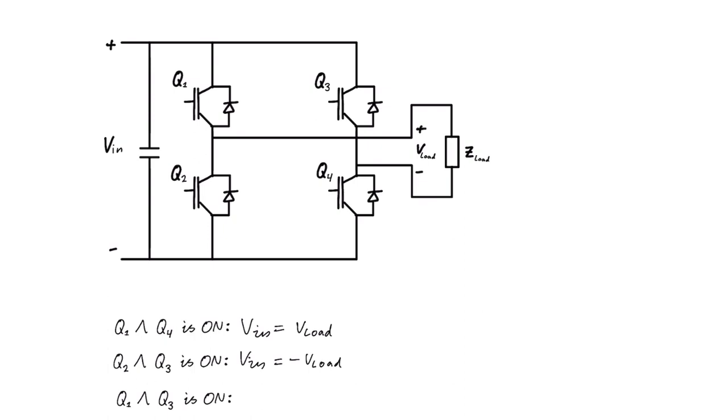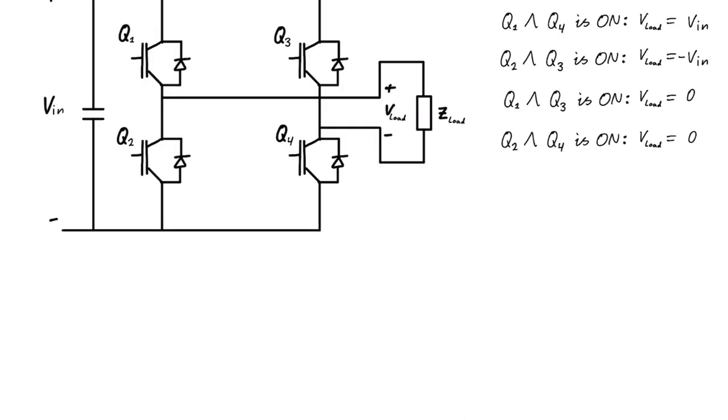And when Q1 and Q3 are both on, both would have a potential of V in, right? Because it goes like this, which means that the V load would be equal to 0. So V load is equal to 0. And it's the same for Q2 and Q4. So it will go here to the positive side and here to the negative side, which means that V load would also be equal to 0 here. Now I just move the V load to the left side on these equations here.